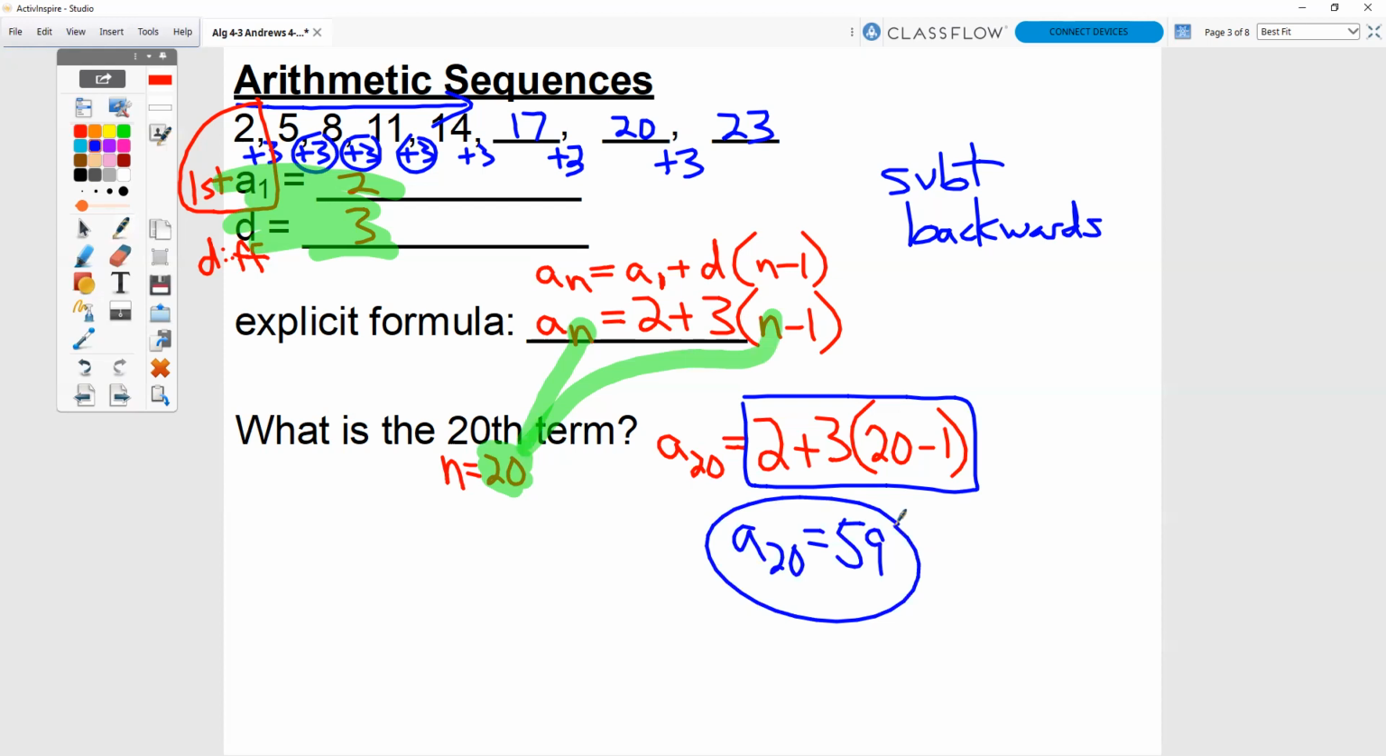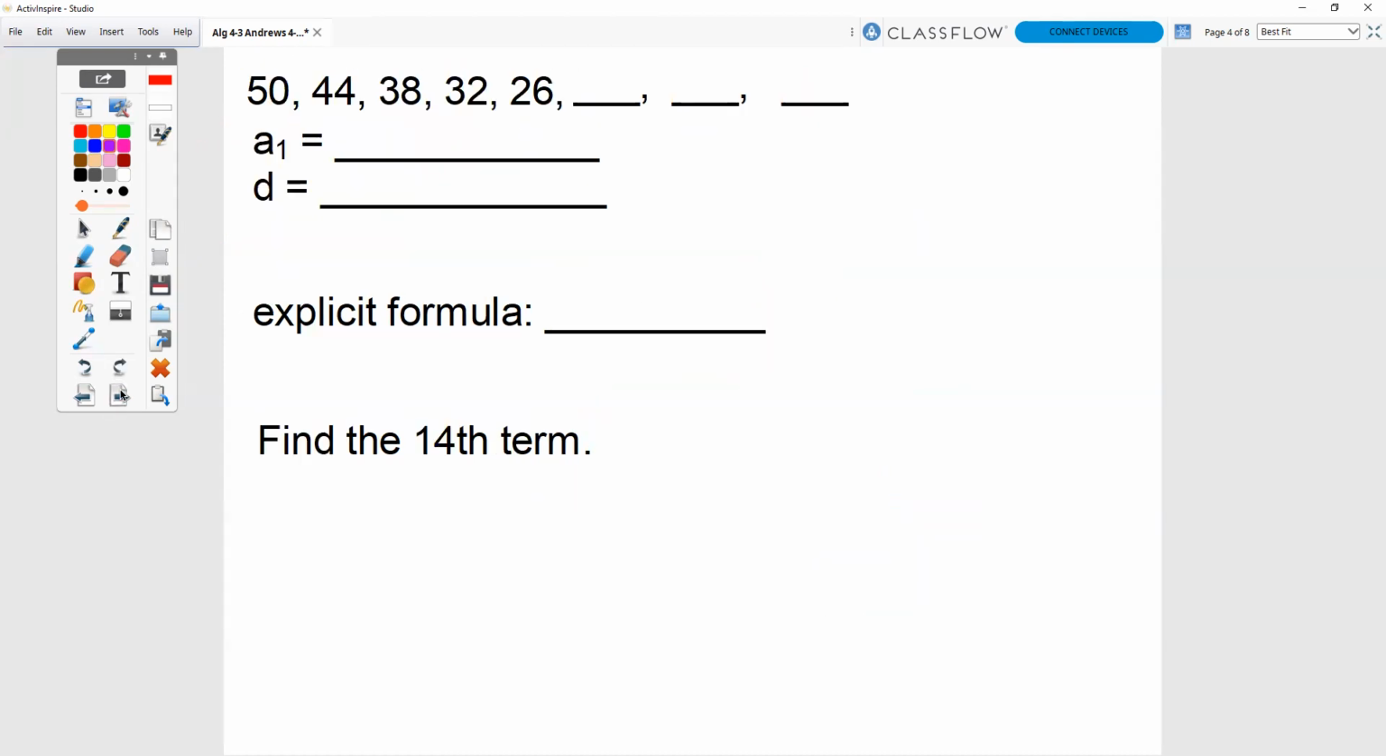Could you have figured this out by hand? Sure. This is your first term here, 2. This is your second term, 5, third term, fourth term, fifth term, sixth term, seventh term, eighth term. We could keep on going and figure out the 9, 10, 11, 12, until we get to 20. But do you really want to do that? No, that's very time consuming, which is why we use this explicit formula. Think about if you had to figure out the 100th term. Would you really want to figure out 100 of them by hand? Probably not. Let's take a look at the next one.